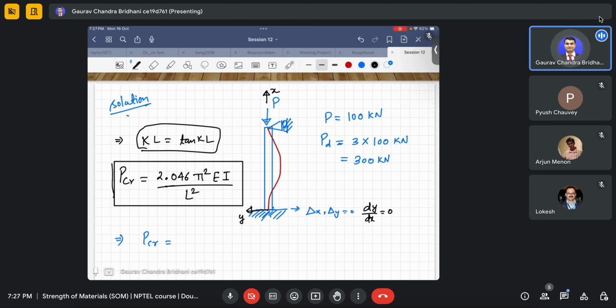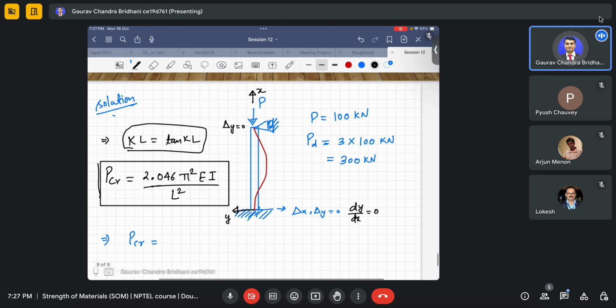And the other thing is the deflection here. So here delta y will be 0. That is the lateral restraint from the platform. Okay. So what we need to do now?